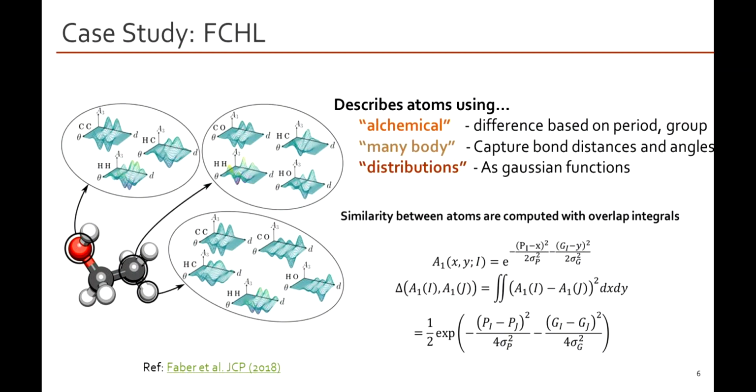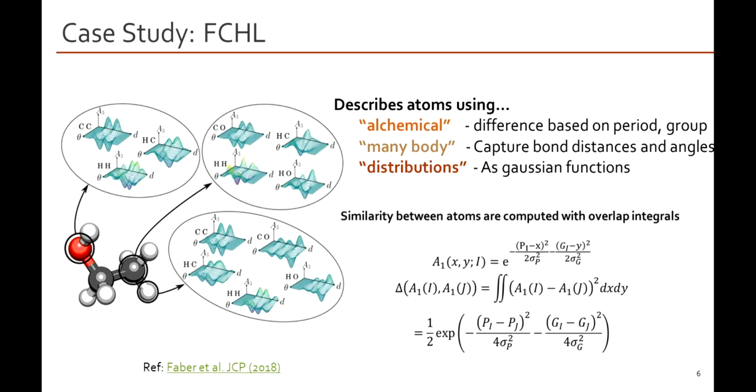And because these are Gaussian functions, this integral is analytically solvable, and I get a nice function where I see if an atom has a period, a very different period, or a very different group compared to another, I get larger or smaller values of this overlap integral. So that has a good method for a kernel function. Now this here I've mentioned describes similarities between atoms in a way that captures the differences in chemistry, and also if I go to the many-body analogs, like what are shown in this cartoon here, I can capture bond distances and angles as well.